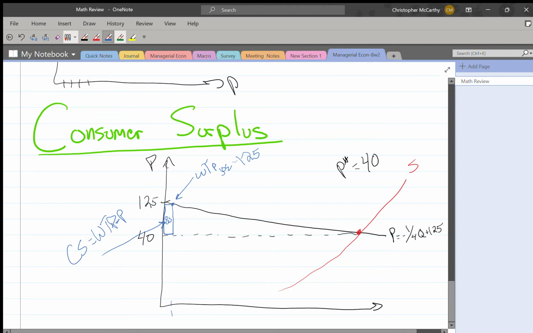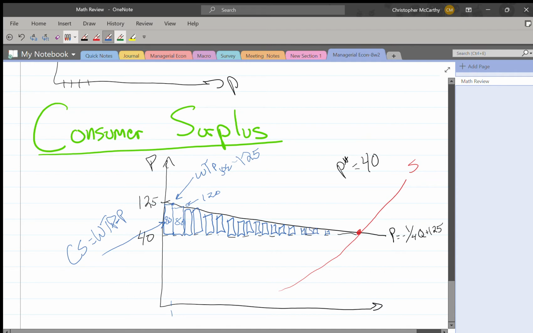There's another consumer, they have a willingness to pay that's a little bit less than that 125, maybe it's 120. So their willingness to pay is 120. The price is still 40, so they still have a consumer surplus of 80. Now, instead of doing this for each different rectangle, each different person, what are we seeing? We're trying to calculate the area underneath the curve, right?